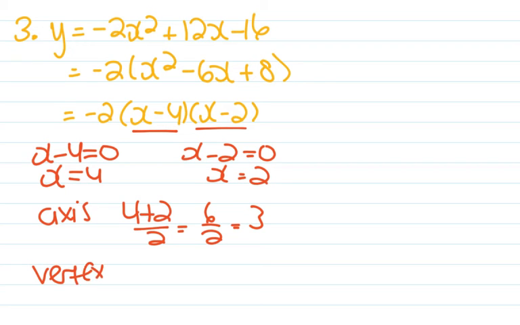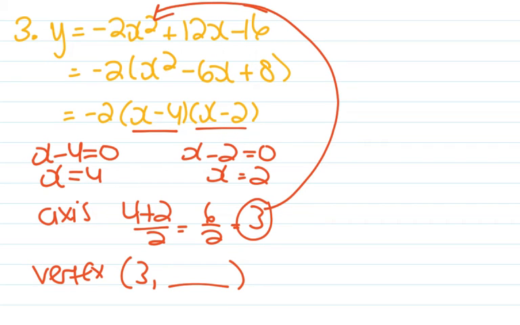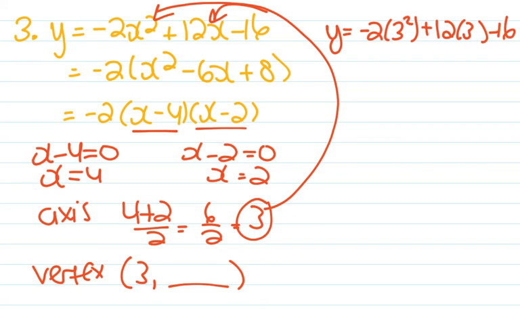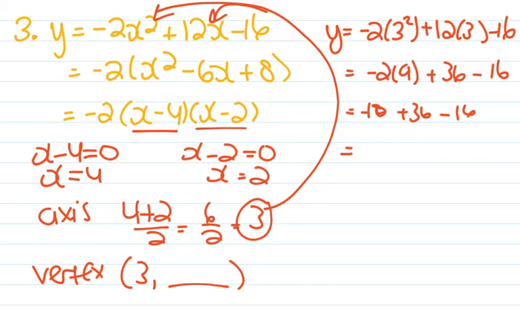So my vertex is going to be 3 comma something. Take the 3, plug it back into the original equation for x, and then I'll be able to find the rest of the vertex. y equals negative 2 times 3 squared plus 12 times 3 minus 16. Negative 2 times 9 plus 36 minus 16. Negative 18 plus 36 minus 16 is 2. So the rest of my vertex is 2. My vertex is 3 comma 2.